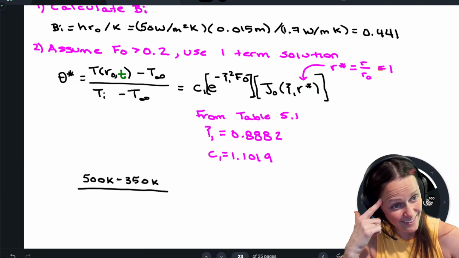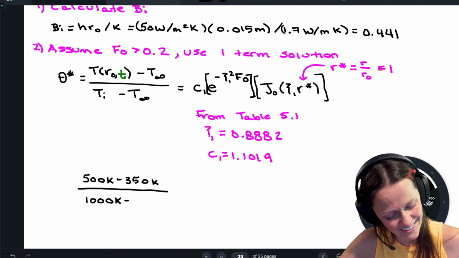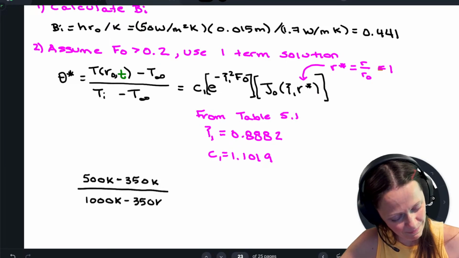Okay. T initial, 1000 Kelvin. They are so pleased with themselves.